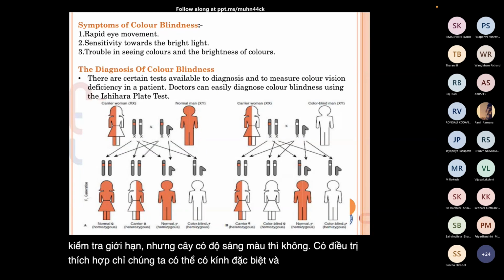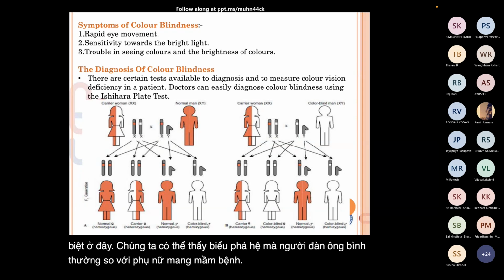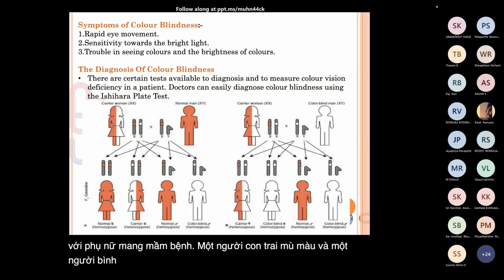Here we can see a pedigree chart of a normal man versus a carrier woman. One color-blind son and one normal daughter, one normal son and one carrier daughter.